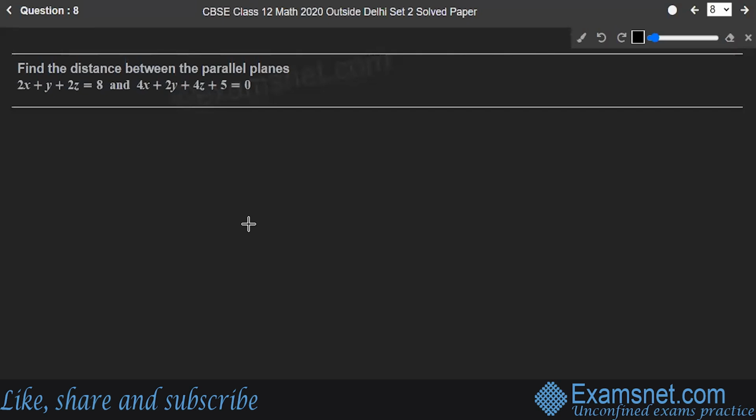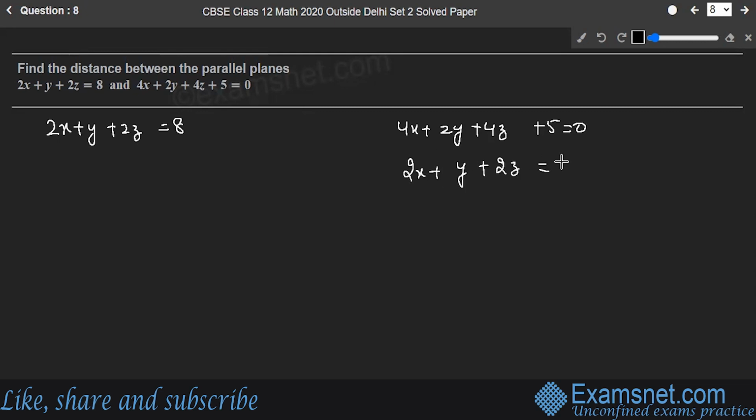Question number 8, you have to find the distance between the parallel planes. This is the first and this is the second plane. You have to find out the distance between these two planes, right? So this is the first equation, 2x plus y plus 2z is equal to 8, and you have 4x plus 2y plus 4z plus 5 is equal to 0. If I divide both the sides by 2, here you will have 2x plus y plus 2z is equal to minus 5 by 2. Right. So this is the first one. See, this is the same. 2x plus y plus 2z is equal to 8. Or you can say minus 8 is equal to 0.